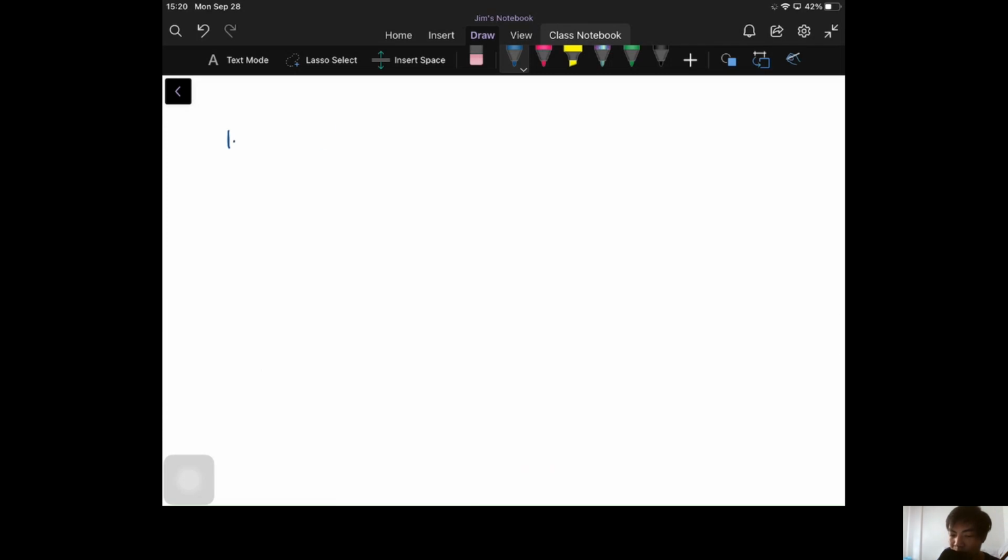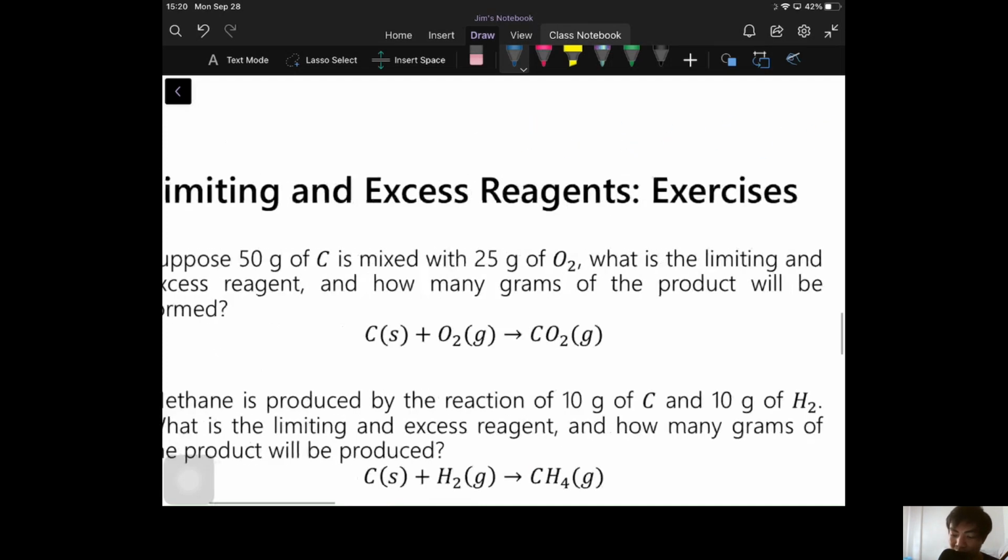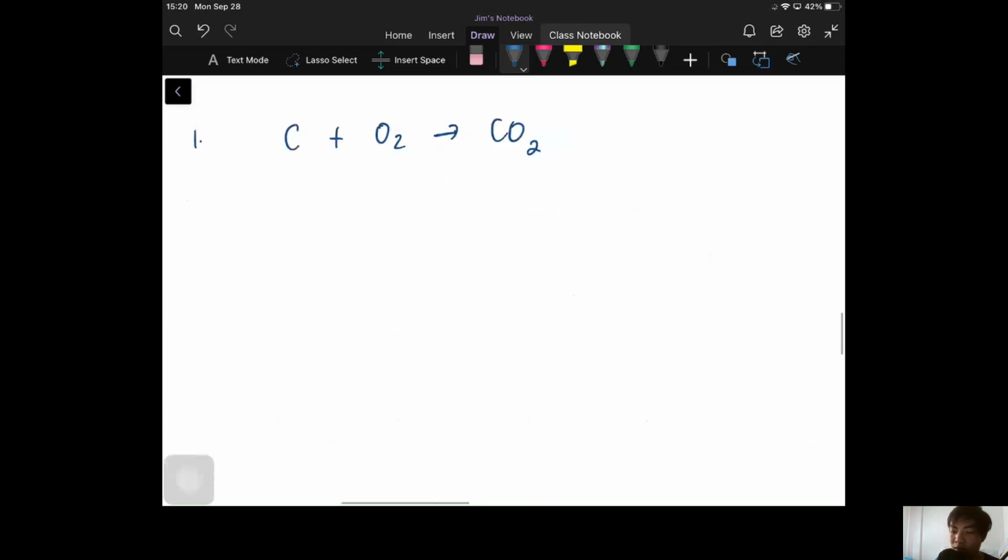Let me rewrite the problem. So, we have carbon plus oxygen gas producing carbon dioxide. Tama? Okay. According to the problem, we have 50 grams of carbon and 25 grams of oxygen. How much carbon dioxide will be produced now? Okay, so ganito lang yan. Ano sabi natin? We are going to convert our reactants to the product, CO2.